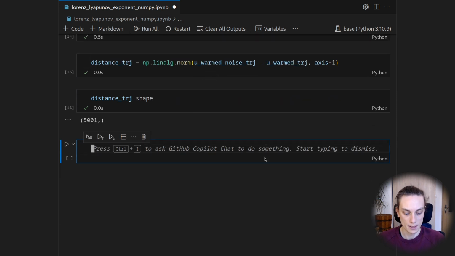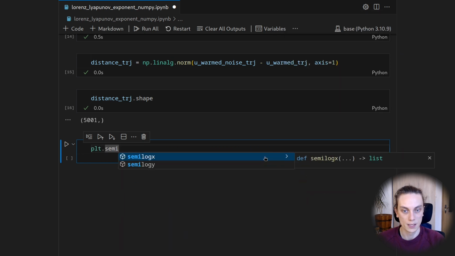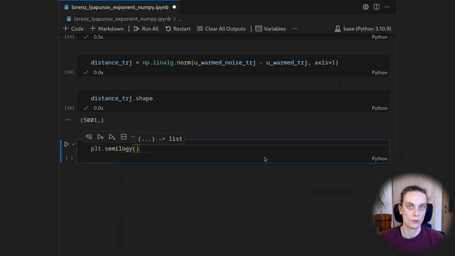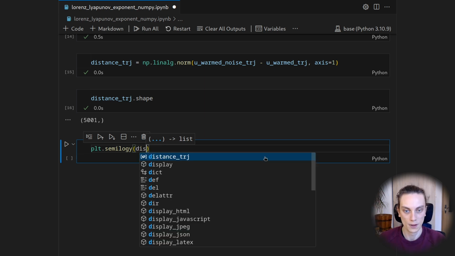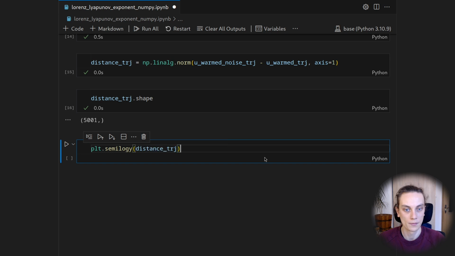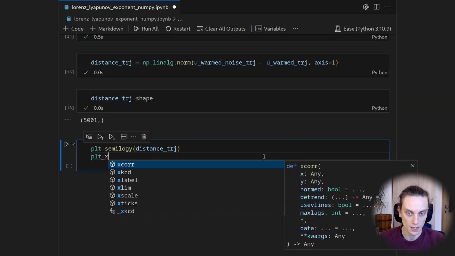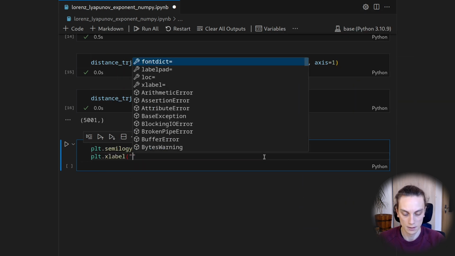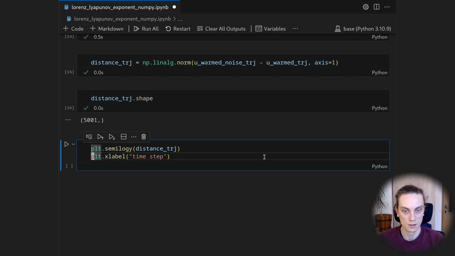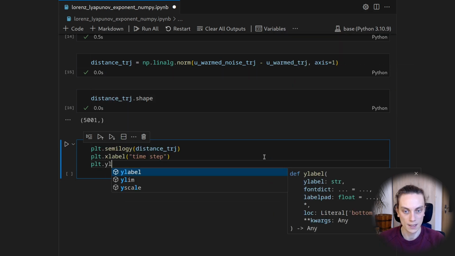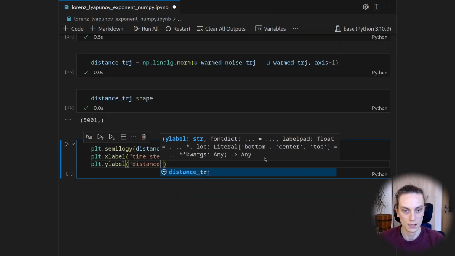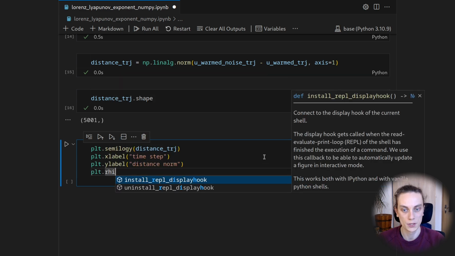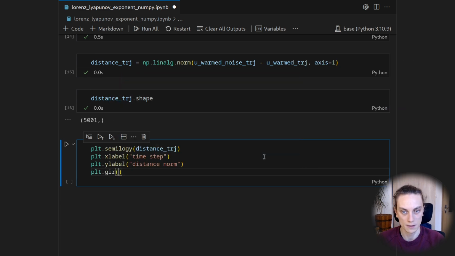Then let's plot that, and we're going to plot it in a semi-log y plot. So a plot which is logarithmic on the y-axis and linear on the x-axis, with the distance trajectory, and an x label which is time step, and then add a y label which is going to be the distance norm. And we will also activate the grid. Here we go.